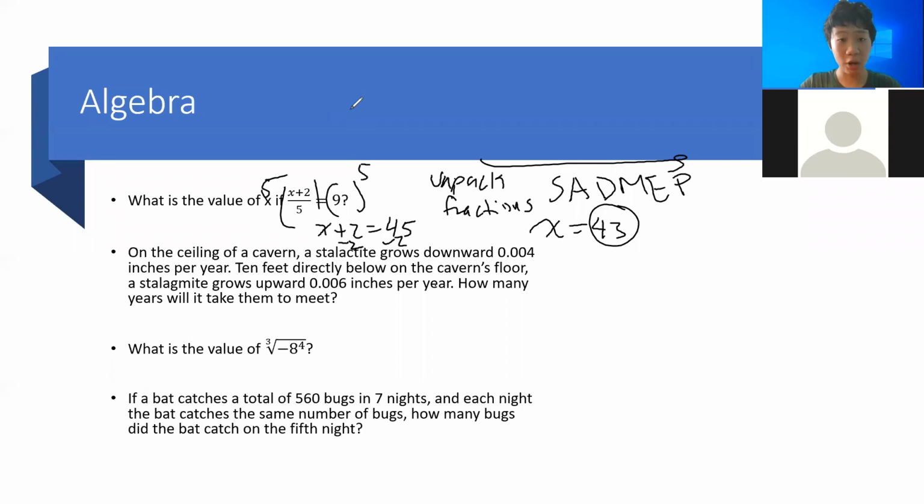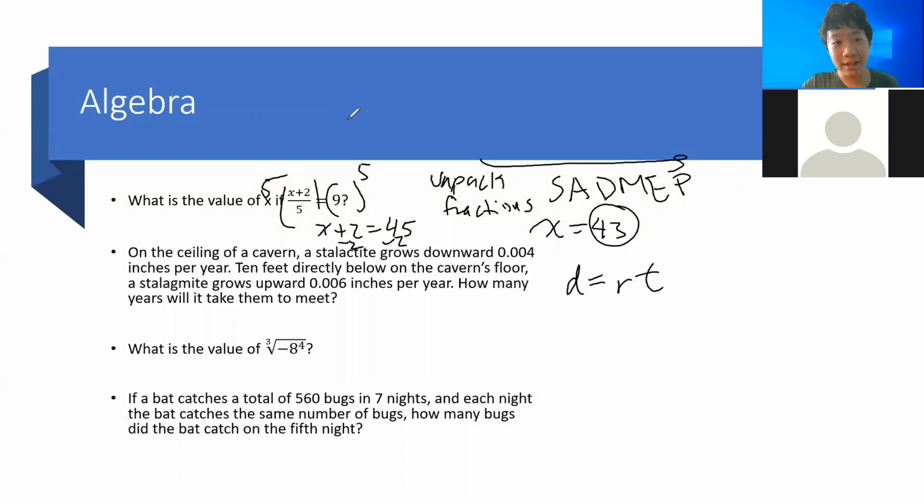So the next one, a word problem. So these two, stalactites and stalagmites, grow towards each other and then they will meet, and we want to find how long it takes. Well, there's a formula called d equals r times t. Okay, this is the distance, rate, and time formula.